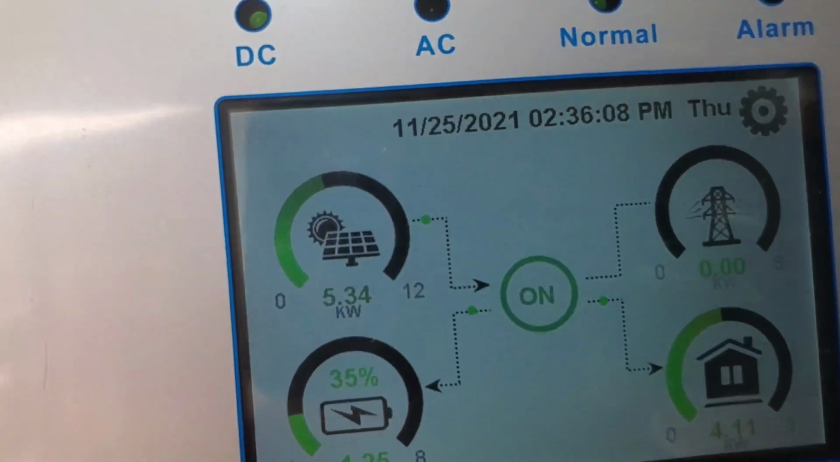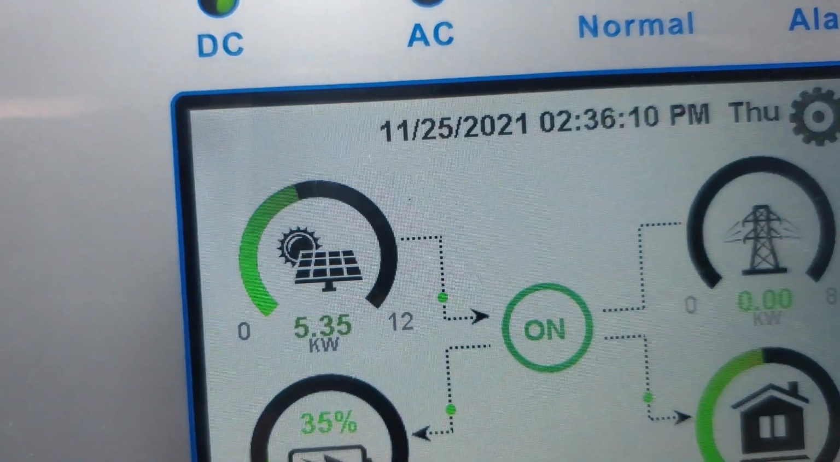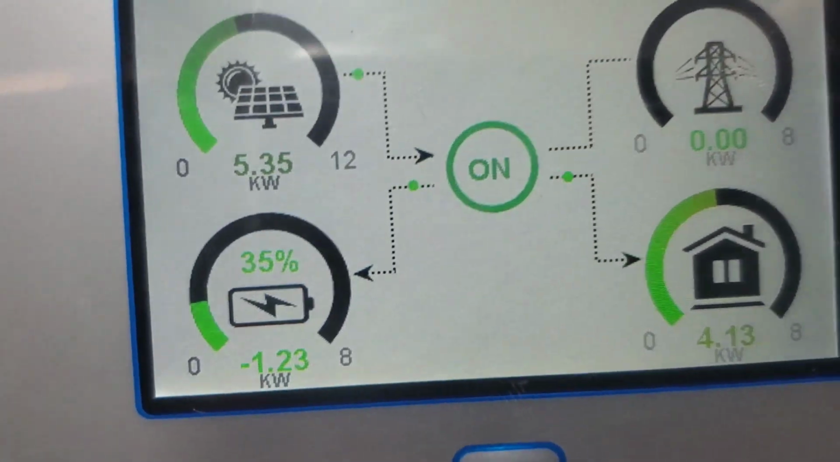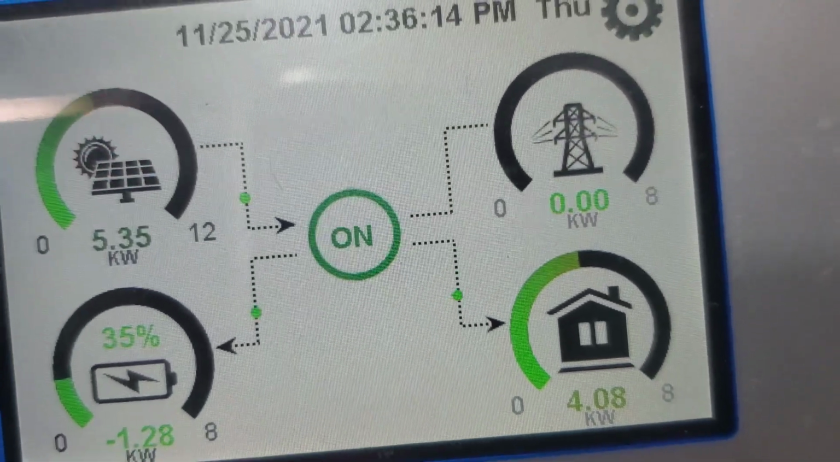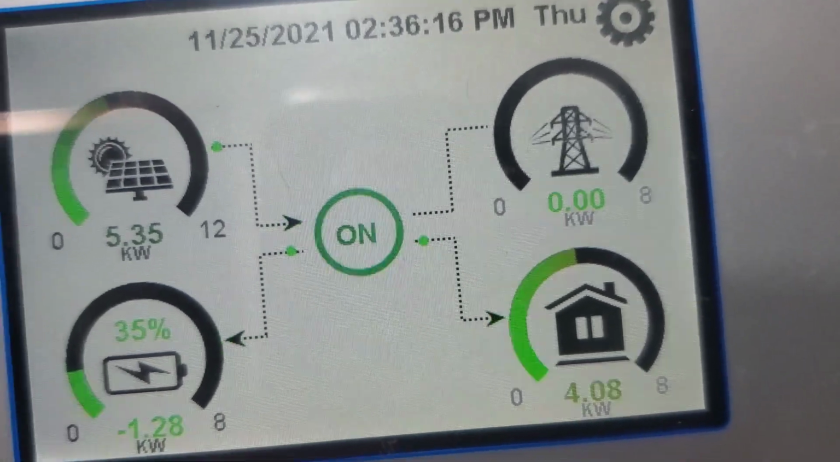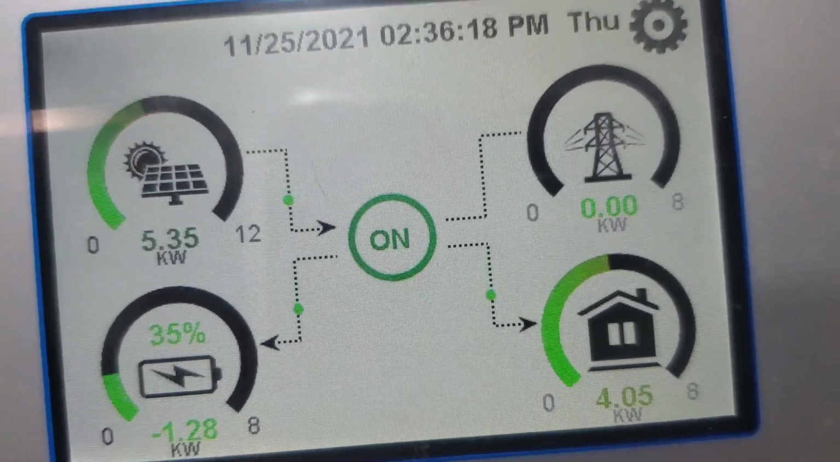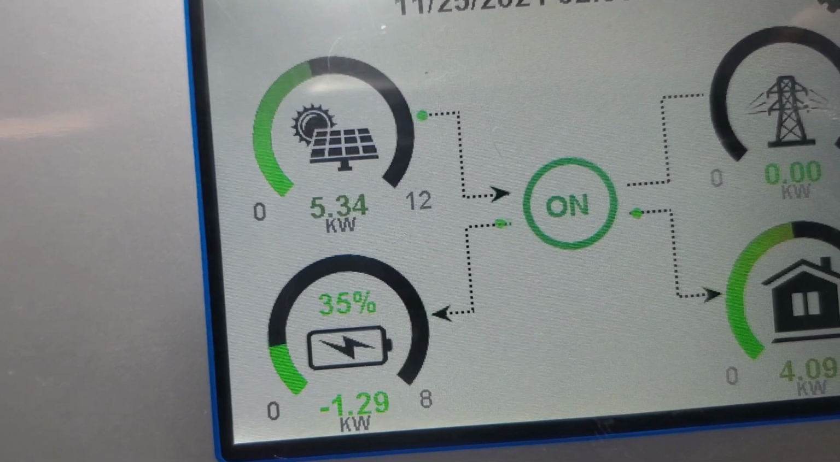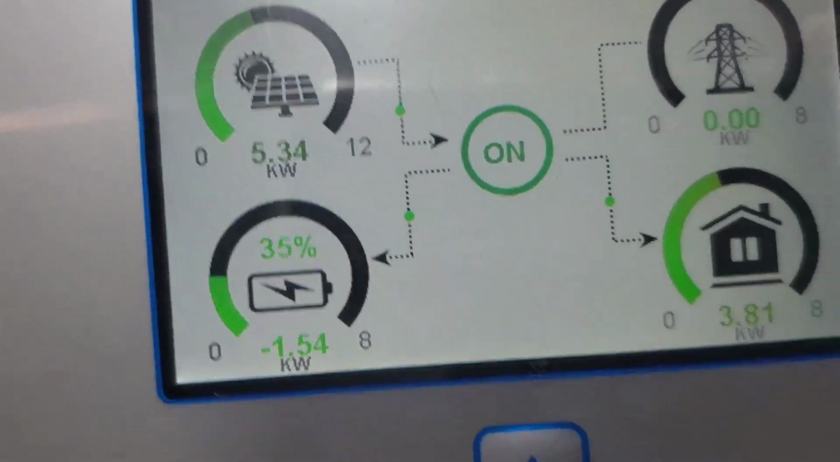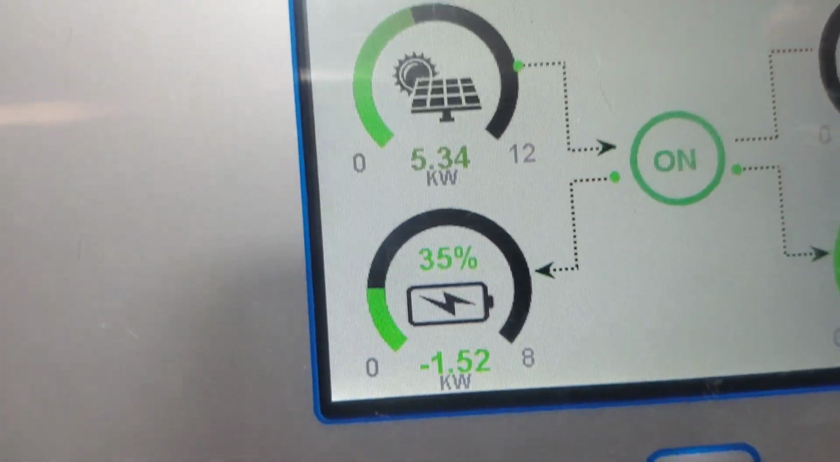As you can see, we are currently generating 5,350 watts. Our battery is down to 35%. And the load on this one is 4 kilowatts. So 4 times 9, I think it's 36 kilowatts. 5 times 5.34, no, it doesn't add up because each inverter doesn't quite have the same number of solar panels on it.